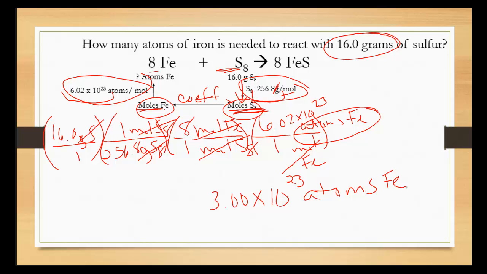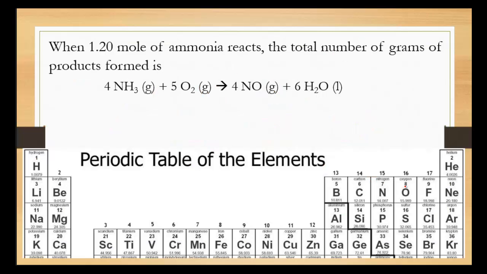We're going to try one last practice problem. This one's a little bit different, so be cautious about that. When 1.20 moles of ammonia reacts, what's the total number of grams of the products that are formed?